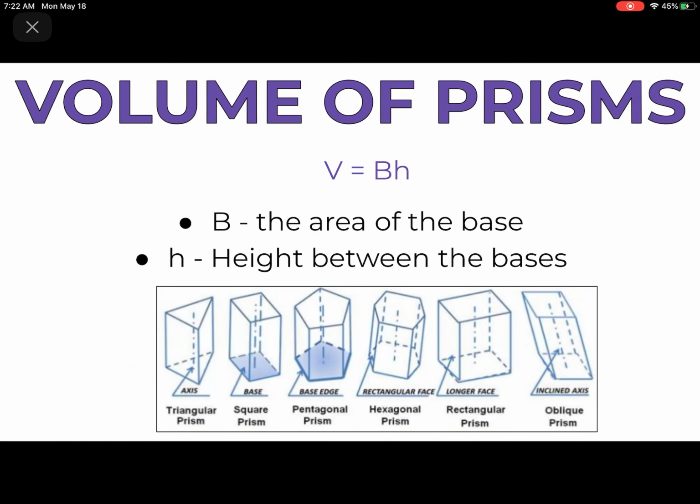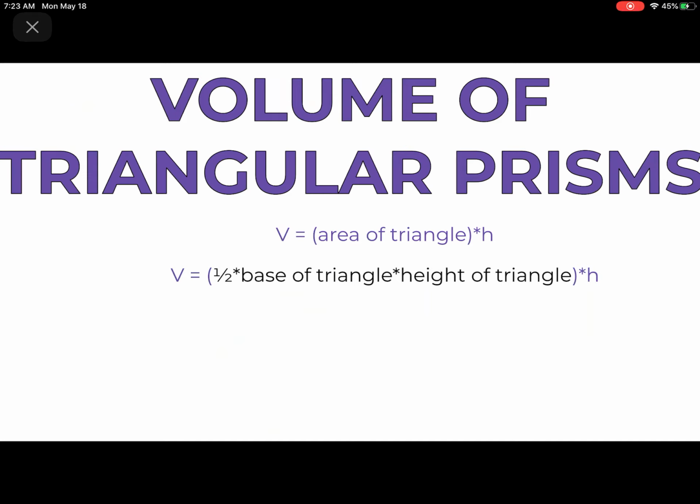So the volume of these prisms: volume equals the base times the height, and the big B, the base, is going to be the area of that base, and the H is just going to be the height between them. On the oblique, this will be the perpendicular height, but we'll get into that as we get to an oblique prism. Okay, so we'll start with the volume of a triangular prism. This is going to be volume equals 1/2 the base of the triangle, the height of the triangle, all times the height between the two triangles.